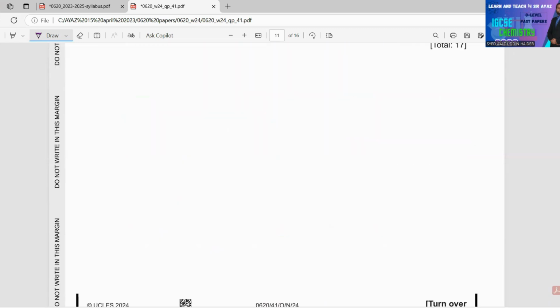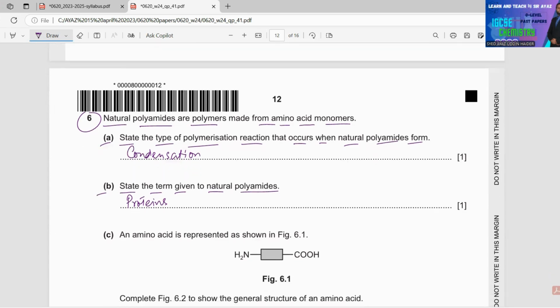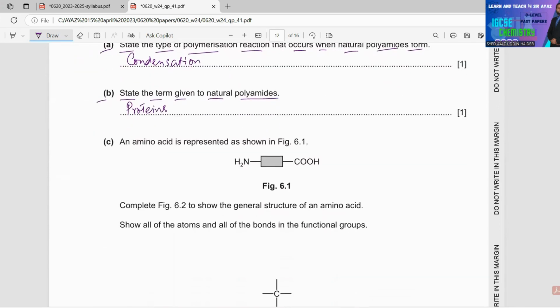Moving to last question, which is question number 6. Natural polyamides are polymers made from amino acid monomers. A. State the type of polymerization reaction that occurs when natural polyamides form. It's condensation, because it involves the release of a simple molecule like water. B. State the term given to natural polyamides. These are known as proteins. They have polyamide linkages, amide linkage. That's why they are known as natural polyamides.